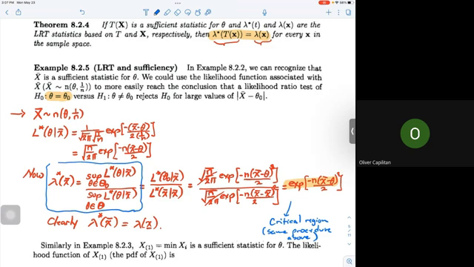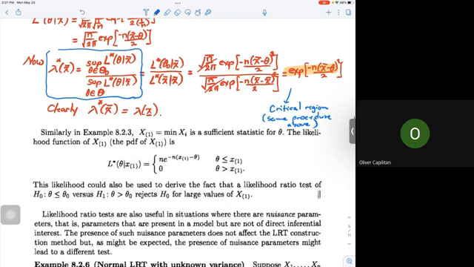Lambda star tayo, hindi siya lambda, lambda x, kasi we base it on our sufficient statistic. So, given our sufficient statistic, parang pareho lang naman sa definition pero not on the sample but based on the sufficient stat. Okay?